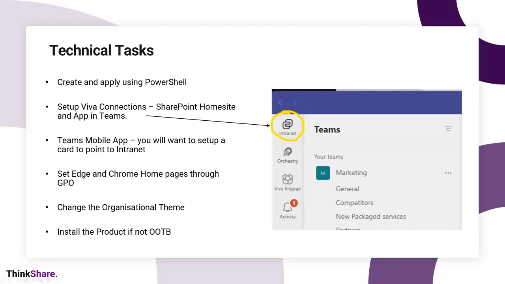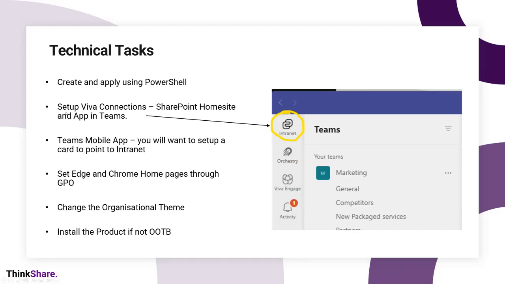So you may want to create and apply a theme using PowerShell. So that's an admin task. You might want to set up Viva Connections. So you can see here the icon, the intranet. For a SharePoint-based intranet, either out of the box or a product, you can add an icon into the top left of Teams. So you've got access to your intranet straight from your Teams client.